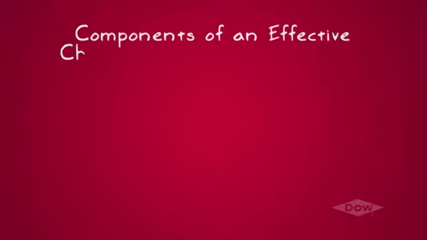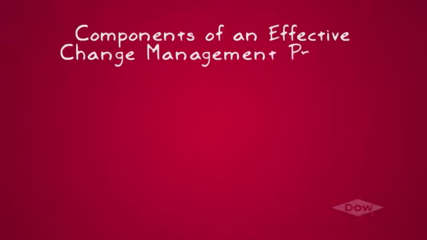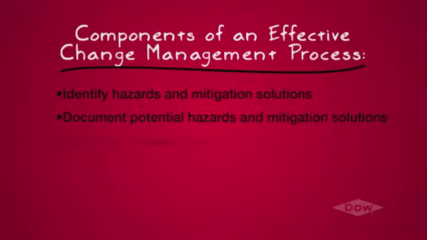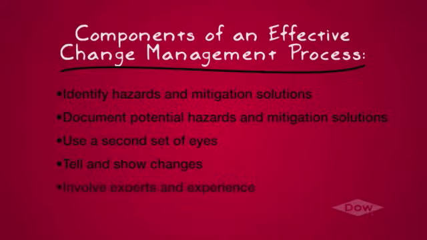Let's look at the components of an effective change management process. By using these 6 components, you will help ensure the changes you make are safe and successful. Identify hazards and mitigation solutions. Document potential hazards and mitigation solutions. Use a second set of eyes. Tell and show changes. Involve experts and experience. And communicate.